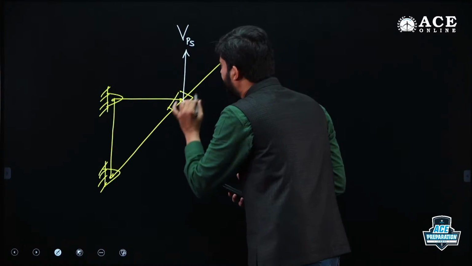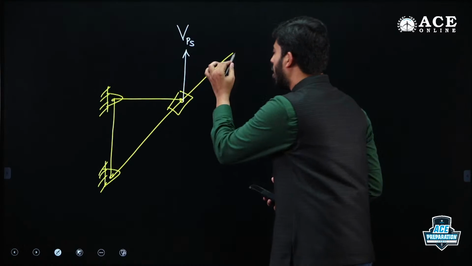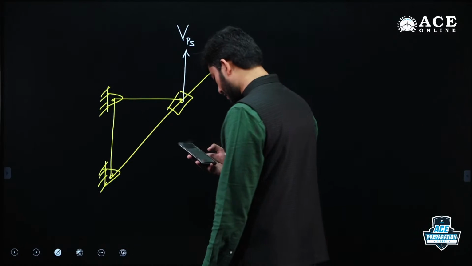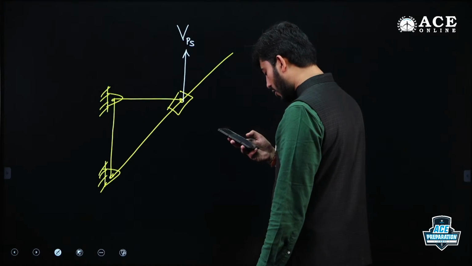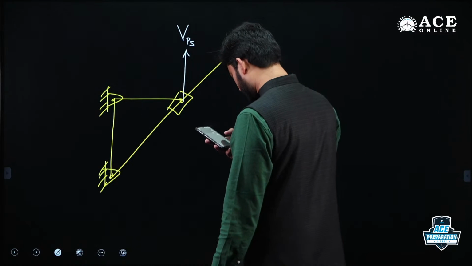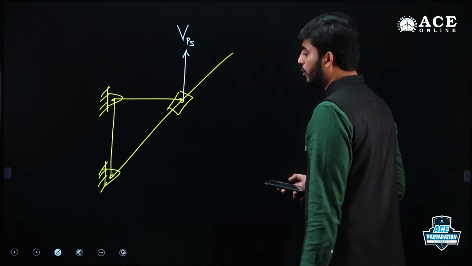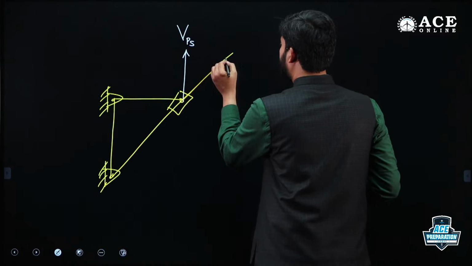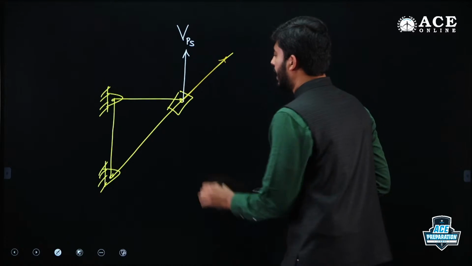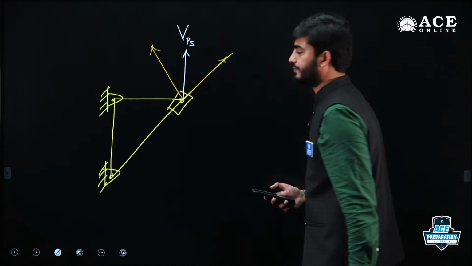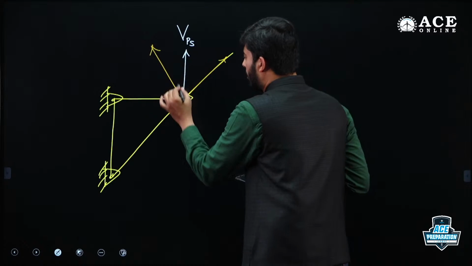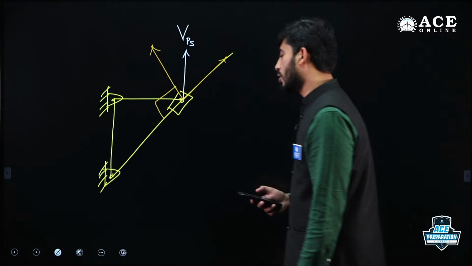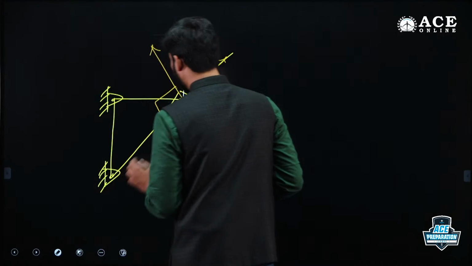So I can resolve this velocity along the slotted bar and perpendicular to the slotted bar. Let me just do that. So this will be one component and this will be another component, and you can see that this component is perpendicular to the slotted bar, right?